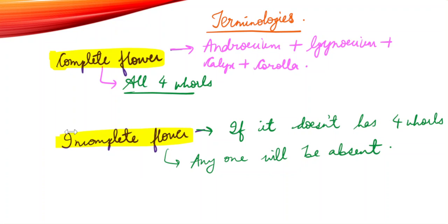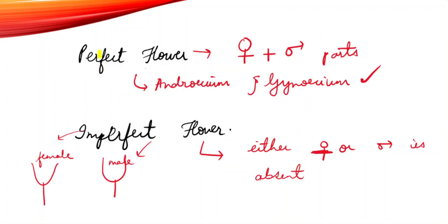Understood? Yes, this is understandable. If I say that both male and female parts are present, then we say it as perfect flower. Okay, if I say that either one, suppose male and female, one is absent, if there is only female, or only male in a flower, then we say it as what? We say it as imperfect flower.